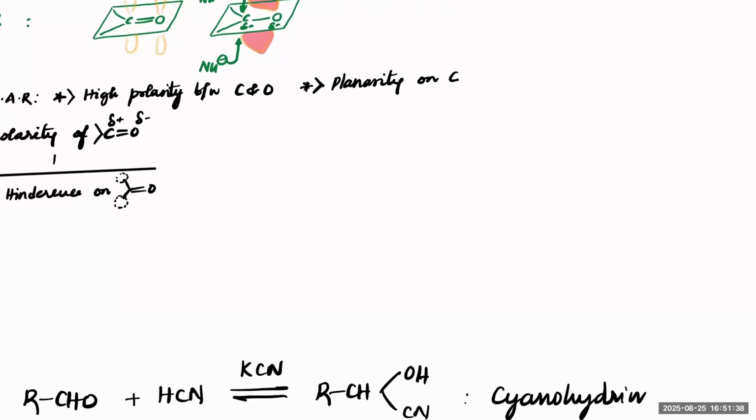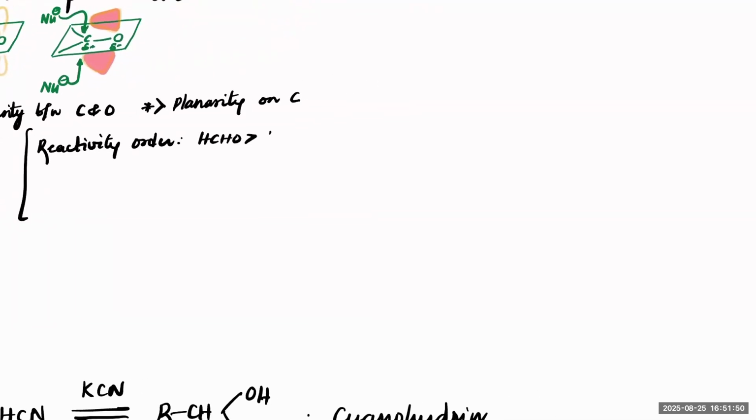So if I check out the reactivity order, HCHO will be the most reactive, then CH3CHO, then CH3CH2CHO, then phenyl CHO, because phenyl, due to its resonance, will decrease the polarity on carbon.